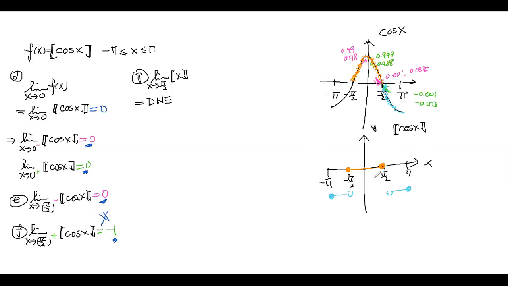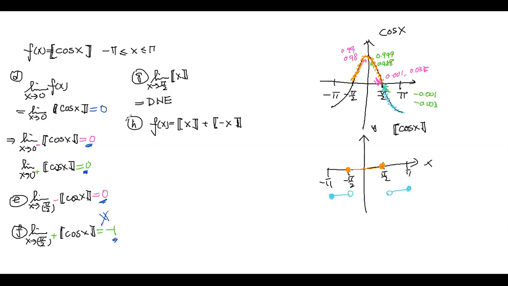Okay, so now let's take a look at our last problem here. This is problem H. This one is also a very interesting problem. So this is f of x, the greatest integer function of x, right? Plus the greatest integer function of negative x here.